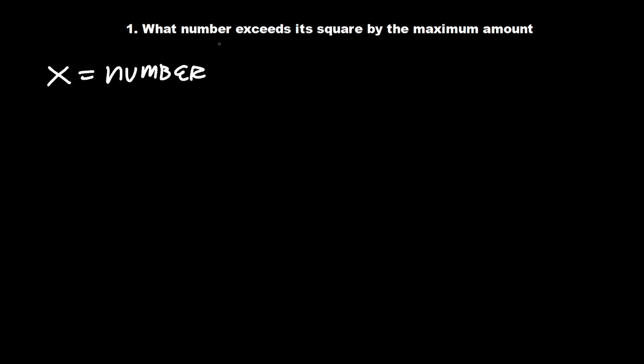And it says here that that number would be exceeding its square. So x here would be greater than its square itself by the maximum amount, which we will be looking for later on. And in order for this to become an equation, based on the statement, that number exceeds its square, so x here would be greater than this one, which we had done, and put x squared to the other side, which would be x minus x squared.